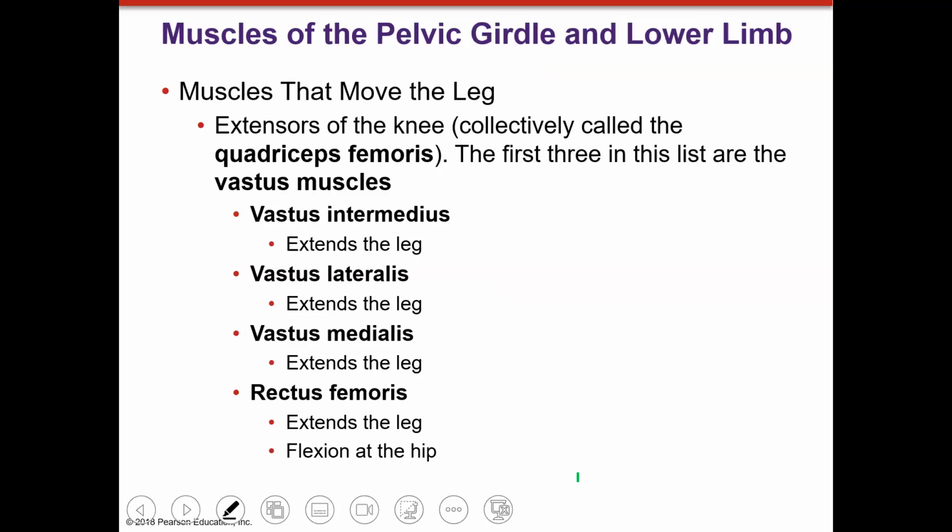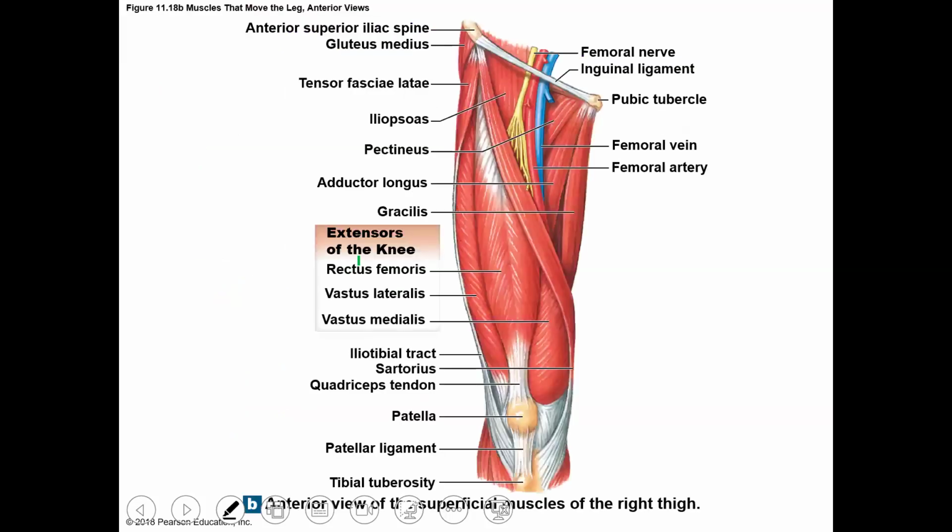Now we're going to look here at the quads. And there are four, as the name suggests. Okay, so vastus intermedius, vastus lateralis, vastus medialis, and rectus femoris. They're all going to extend the leg, and rectus femoris is going to get some flexion at the hip too. And they're right here.